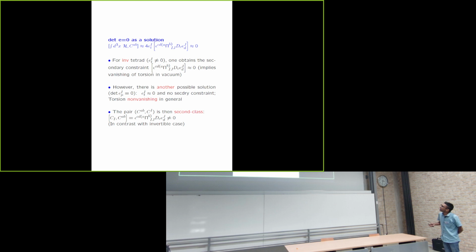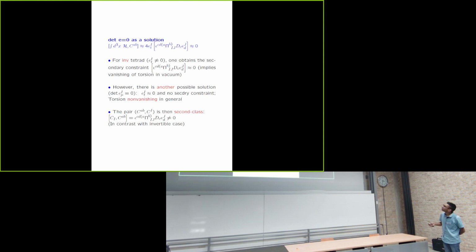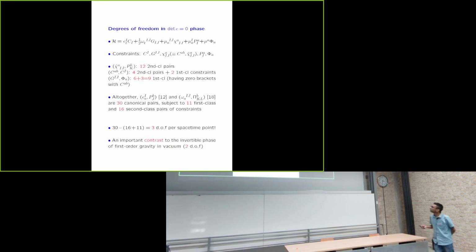Okay. So in that case, where the determinant is 0, this pair then remains second class, and that's what we have written here, and that is in contrast to the invertible case. So that's another difference compared to the standard case of invertible tetrads.